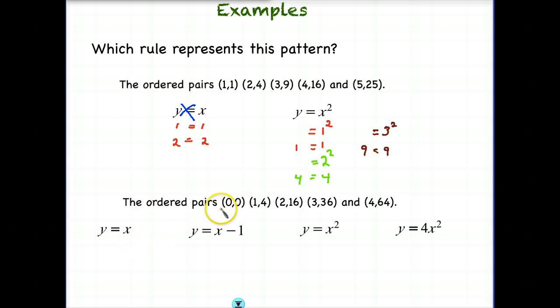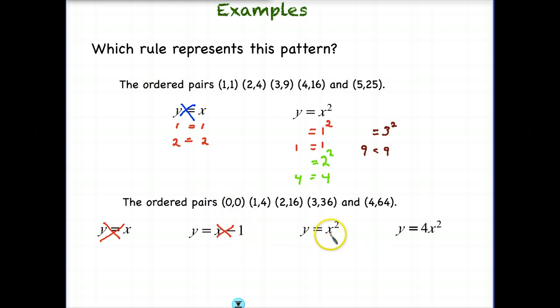So if we plug in a 0 for x, we get a 0 for y, which works. But if we plug in a 4 for x, we still get a 4 for y, so that wouldn't work for that point. So let's cross this one off. This one does not work. Let's try our second rule. If we plug a 0 in for x, well, 0 minus 1 is -1, and that one doesn't work. So I only had to test the first point on that one.